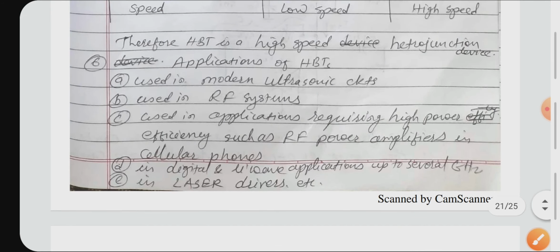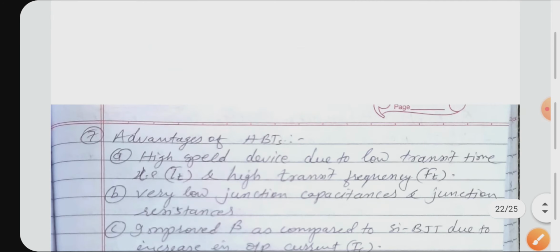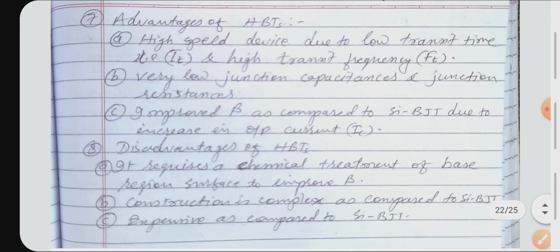Then there are certain applications of HBTs, like use in modern ultrasonic circuits and in RF systems. It is used in applications requiring high power and high efficiency, such as RF power applications in cellular phones. It is used in digital and microwave applications up to several gigahertz. It is also used in laser drivers, etc. So this is a very important device because of various advantages of HBT.